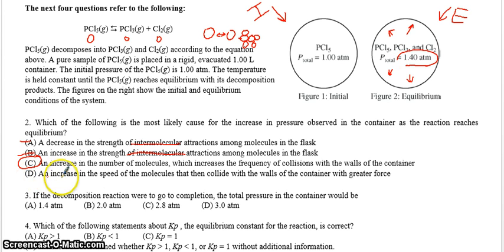Incidentally, D is incorrect. An increase in the speed of the molecules would happen if the temperature increases, and we were told that the temperature is held constant. Okay, hopefully this one makes sense. How about the next one?